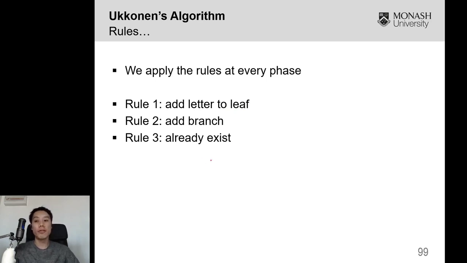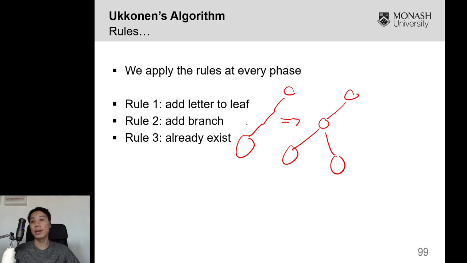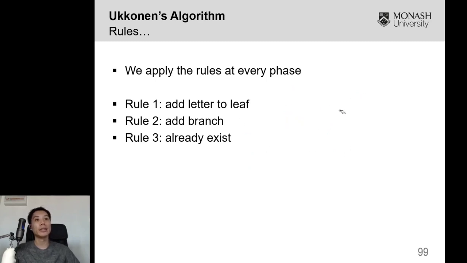Second rule is you performing a branch. So if this is my tree and I want to branch it, it becomes a branch, right? This is what happens when you perform a branch. Then for the third one, it already exists.